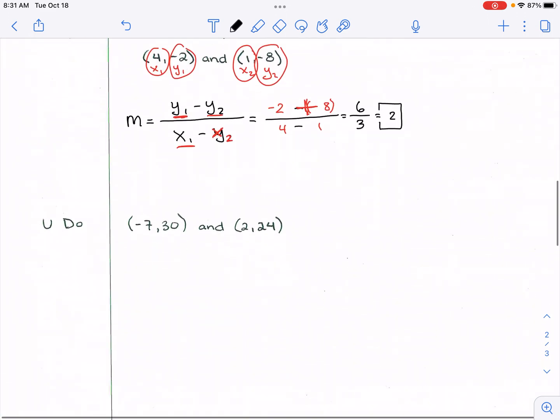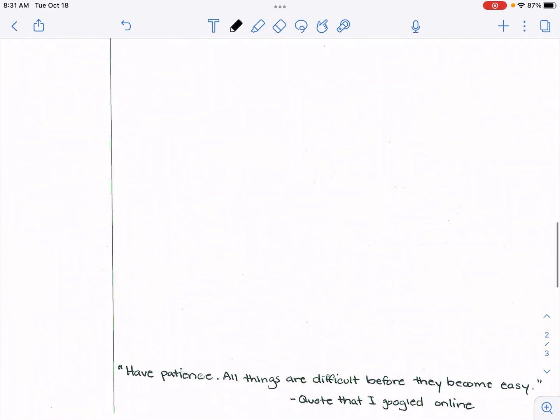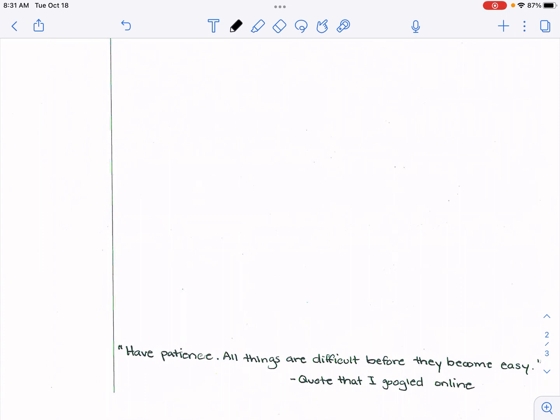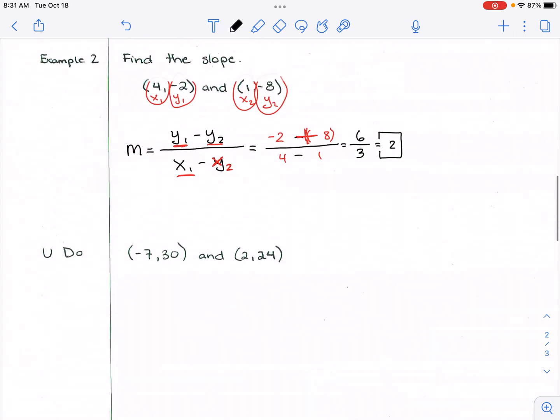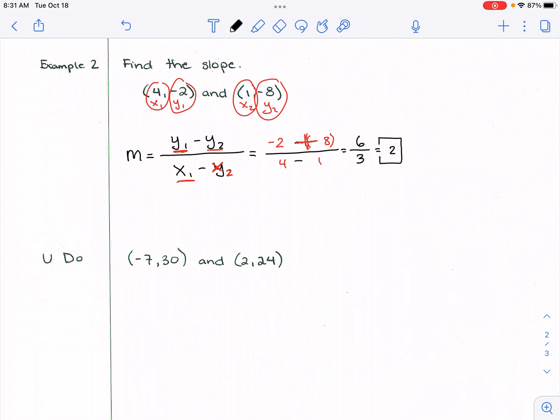Okay, I'm going to leave this one as is. I did put a quote here. Have patience. All things are difficult before they become easy. Just something that I Googled. For this, right, I think there's a lot of steps, but there are a lot of easy steps. Just make sure that we're careful with all these steps. All right.